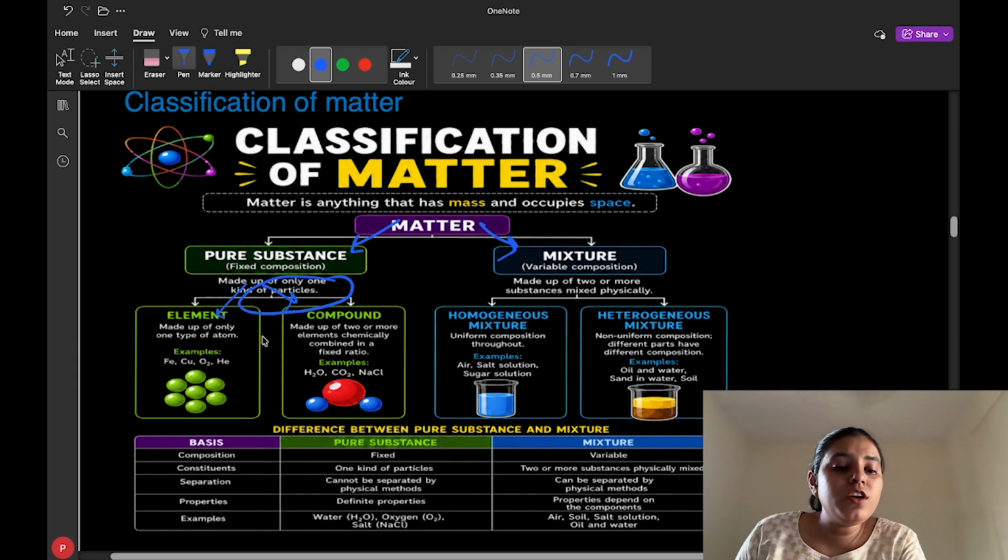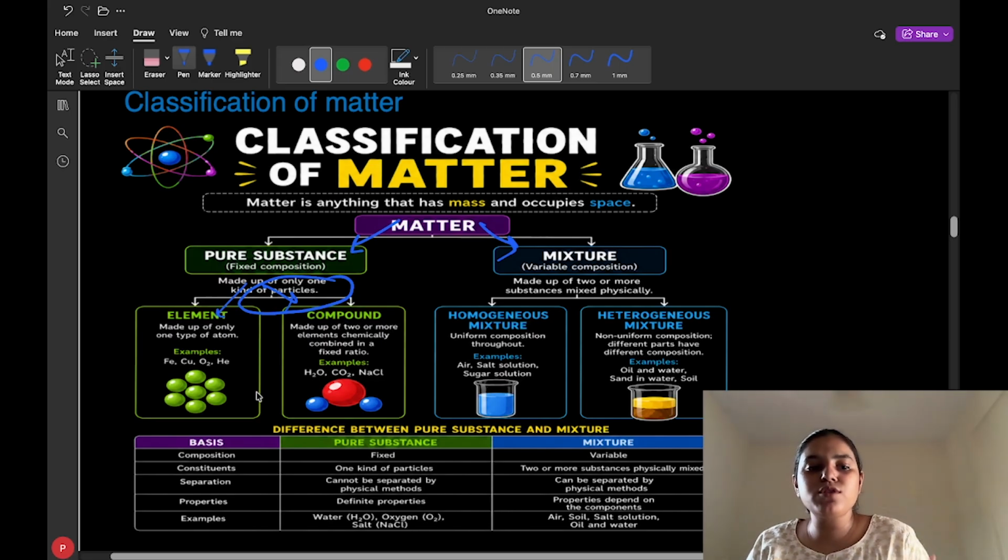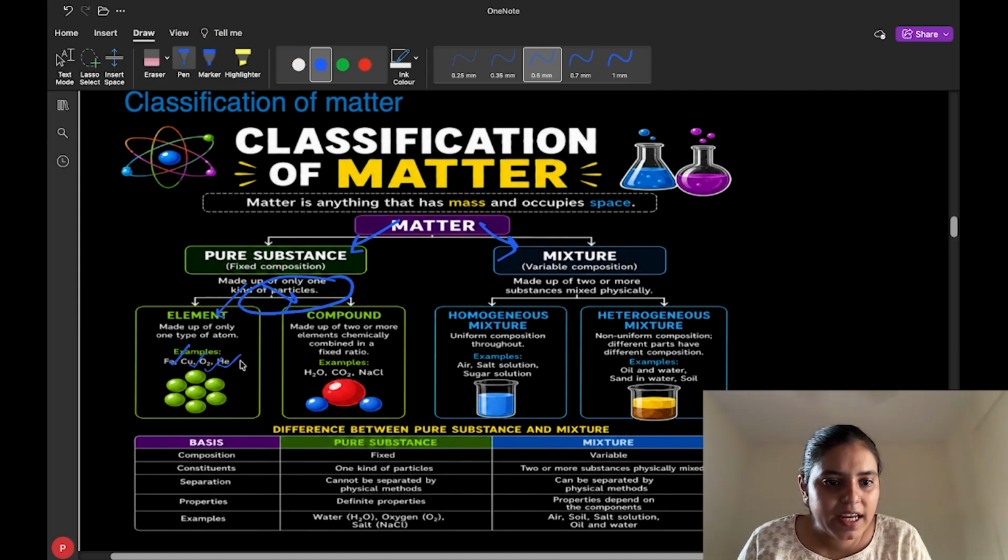Elements are made up of only one type of atom. Do you know examples of elements? Have you studied the periodic table? In the periodic table there are different types of elements present. So iron, copper, oxygen and helium are examples of elements. This is the example I have given in this slide.